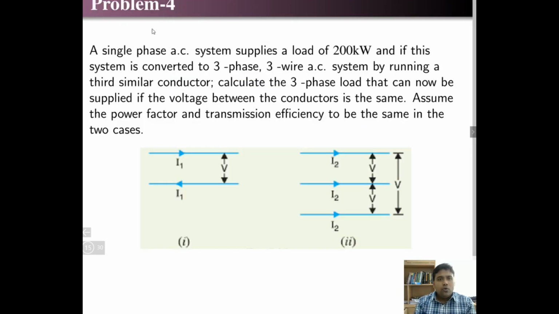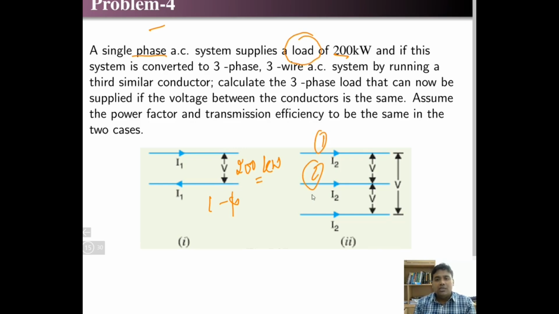Now problem number 4, you have a comparison of a single phase AC system. The load that is given is 200 kilowatt. So here you can transmit a power that supplies a load of 200 kilowatt, and you have a 3-phase.